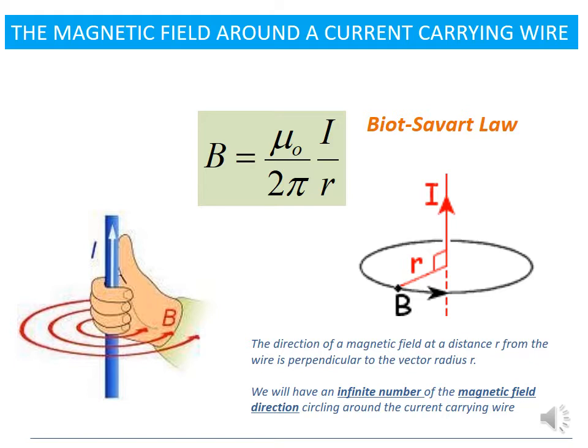B also depends on the media around the wire. For open air, we have a constant mu naught, which is the magnetic permeability of vacuum. This is called the Biot-Savart law. B is equal to mu naught I divided by 2 pi r. The direction of the magnetic field at a distance r from the wire is perpendicular to the radius vector r. So we will have an infinite number of magnetic field directions circling around the current-carrying wire.